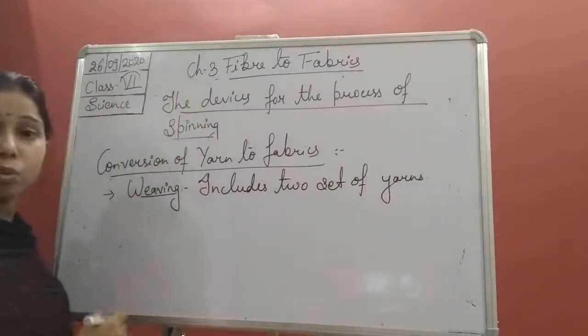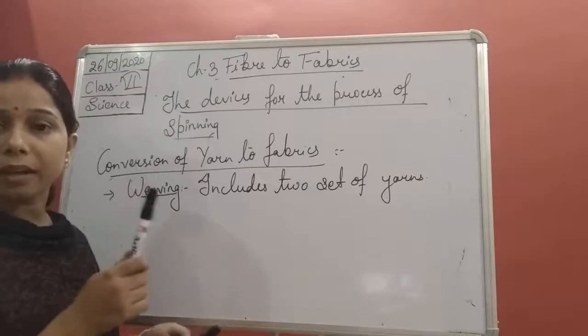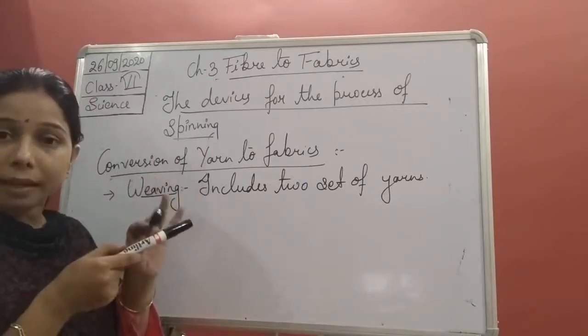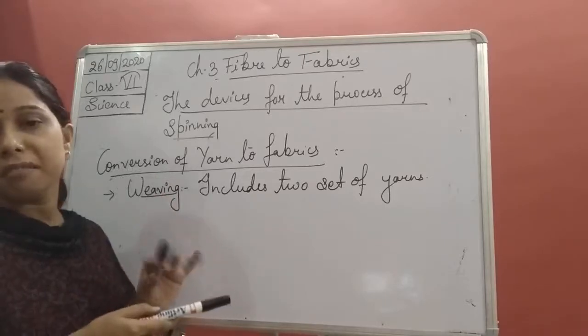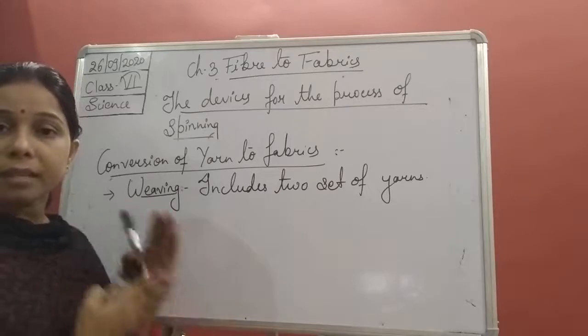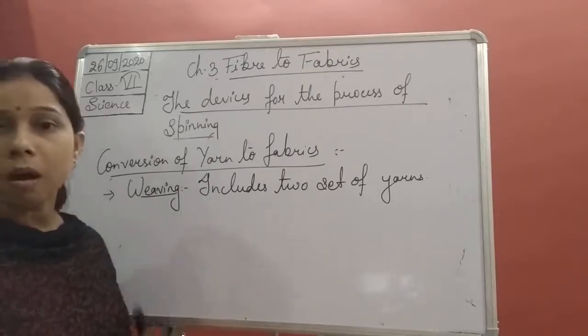and in these two sets of yarn, students, at first we have to take one yarn and the other yarn should be kept at right angle to the first yarn. When we keep the yarns at right angle to one another, together they form a fabric.